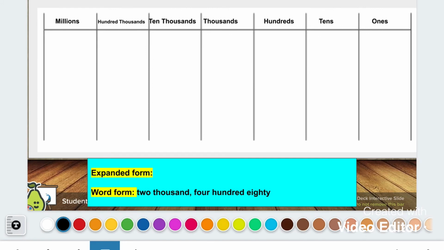Let's try one more. I should see all friends participating and answering my questions on this last one so that we can make sure that we show mastery of this standard 4.NBT.2. Now this time, you guys, they only gave us the word form. 2,480. Just like before, we're going to go back to our place value chart, and we're going to try to place this number on our place value chart first.